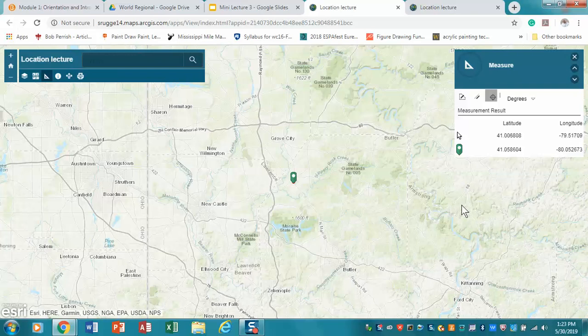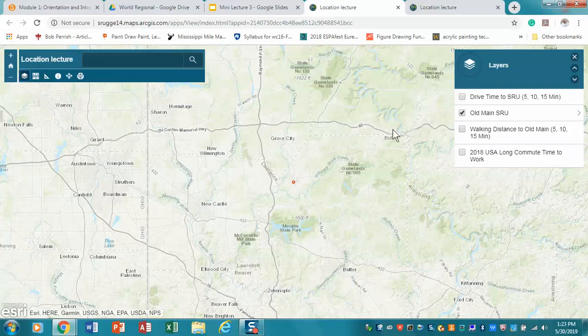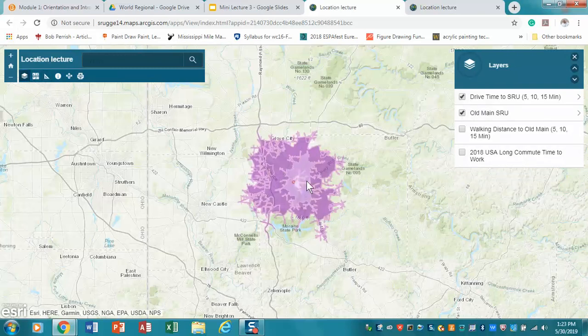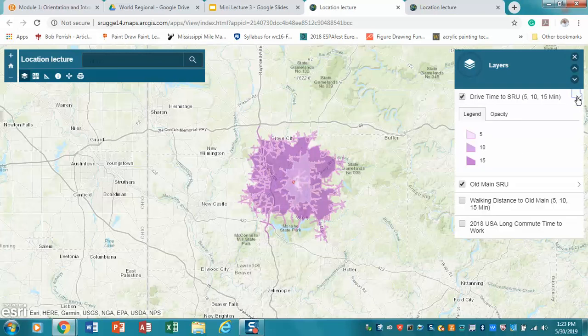We can also, though, talk about relative location, and I'm going to do that by actually adding some information here, and that's drive time. These are areas that represent different drive times to the campus: 5 minutes, 10 minutes, and 15 minutes. Well, all of this area, in terms of a relative location, is within 5 minutes of campus. So we could say, if I live here, I'm within 5 minutes of campus, or 10 minutes, or 15. So absolute, relative location. Those are our 2 concepts in this lecture.